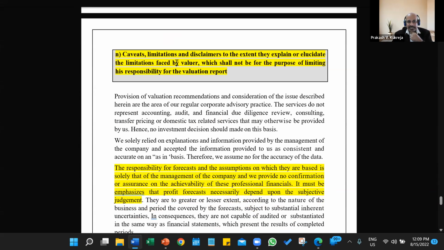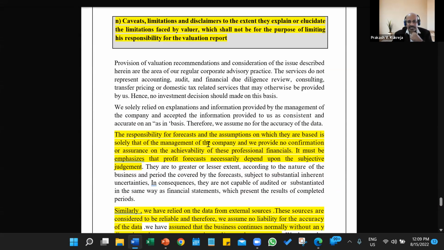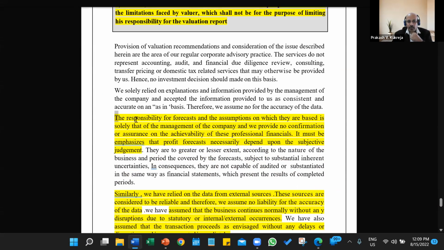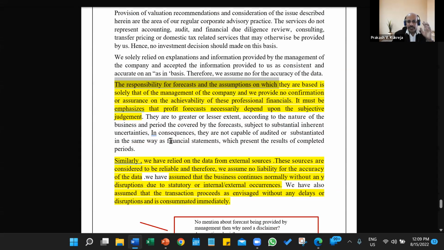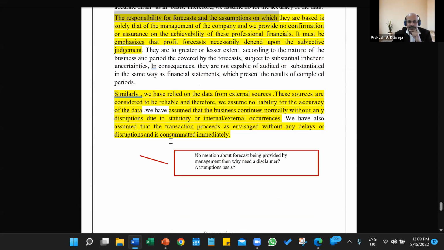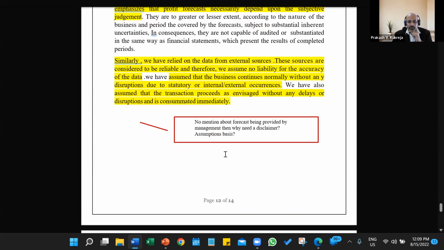Now, this is a very important part, caveats, limitation, disclaimer. But somewhere, if you see here, the responsibility of the forecast of the assumptions, now there was no forecast which was provided. So what is the need for this caveat? So again, copy paste is not the right approach. Even if you're referring a report, fair enough. But please ensure that you look at each and every word, right? No mention about the forecast, this we discussed.